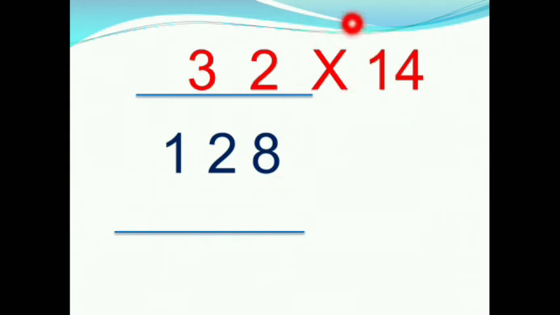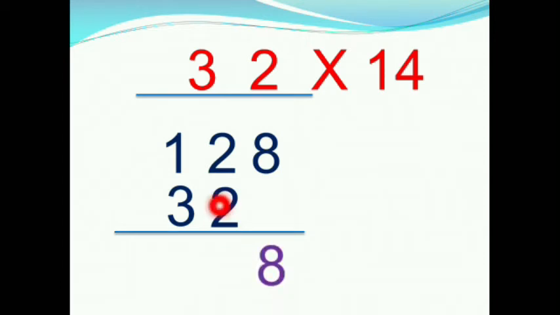Now, we should multiply 1 and 2. 1 twos are 2. Remember children, when any number is multiplied by 1, the product is the number itself. Next, we should multiply 1 and 3. 1 threes are 3. Now, we should add these two numbers. First, we should add the units digit. In units place, we have only 8. So, we will write 8.